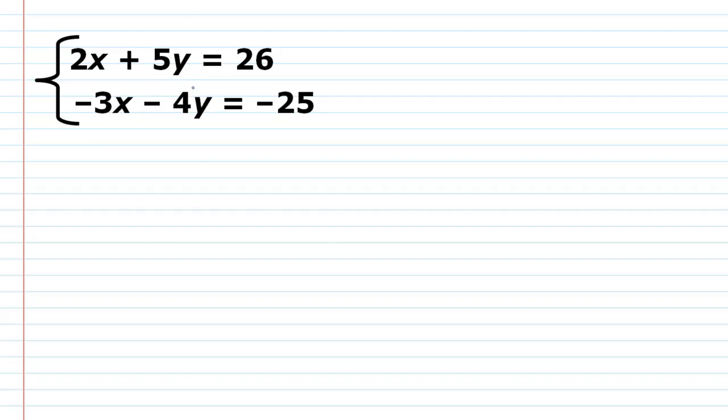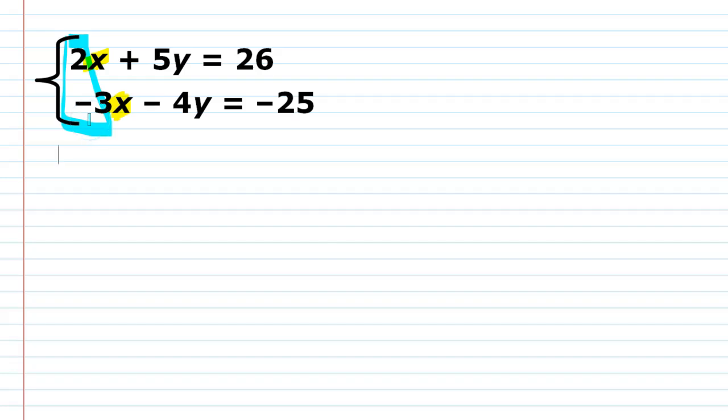In this case, it's not going to matter much, but I'm going to go with the x's. If you chose the y's, that's fine, but I'm going to go with the x's because they're smaller numbers. Step 3. Change the coefficient of the variable to plus and minus the same number. So what I need to do is get the 2 and the negative 3 to be the same number. They're already different signs.